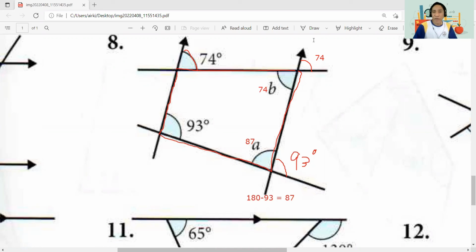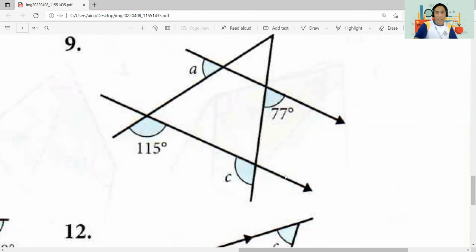All right. Okay, let's move to the next problem. So this line and this line are parallel. So you are looking for angle A and angle C. So remember, these are parallel lines, and then this line is a transversal line.